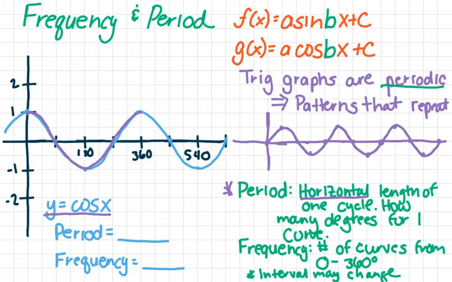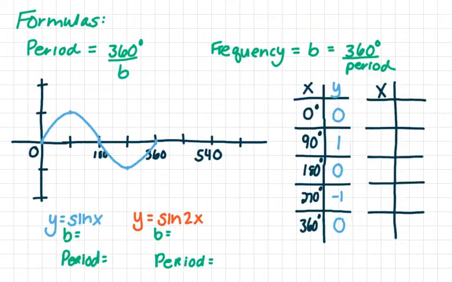The frequency is the number of curves that are completed from 0 to 360 degrees. From 0 to 360 on this graph, I can see I was able to complete one curve. The frequency will also be equal to the b value of the function. When b equals something other than 1, the graph has a horizontal compression or stretch.